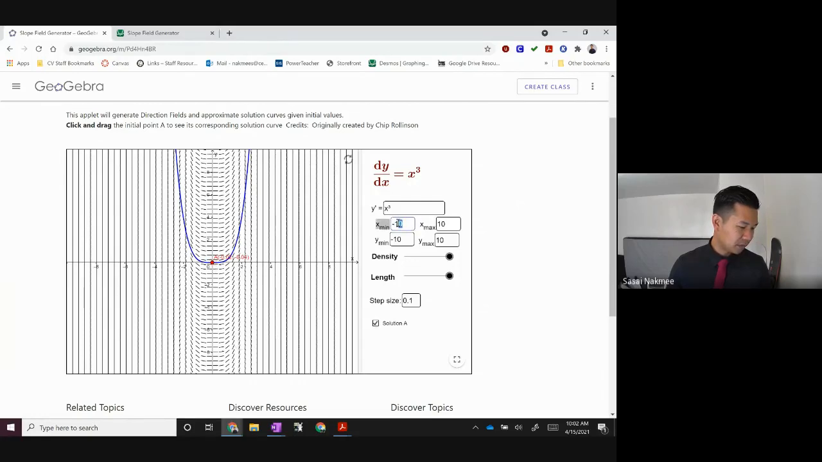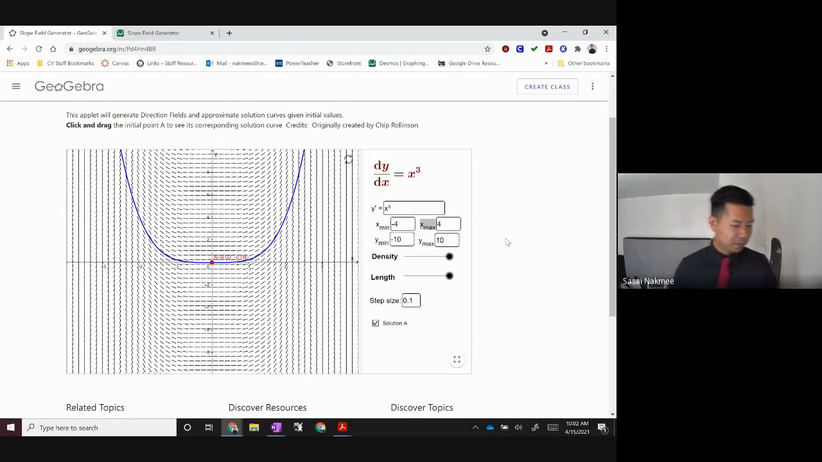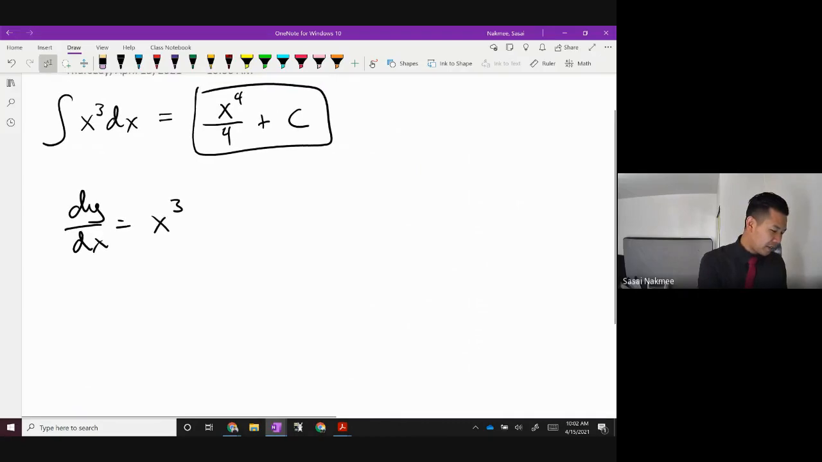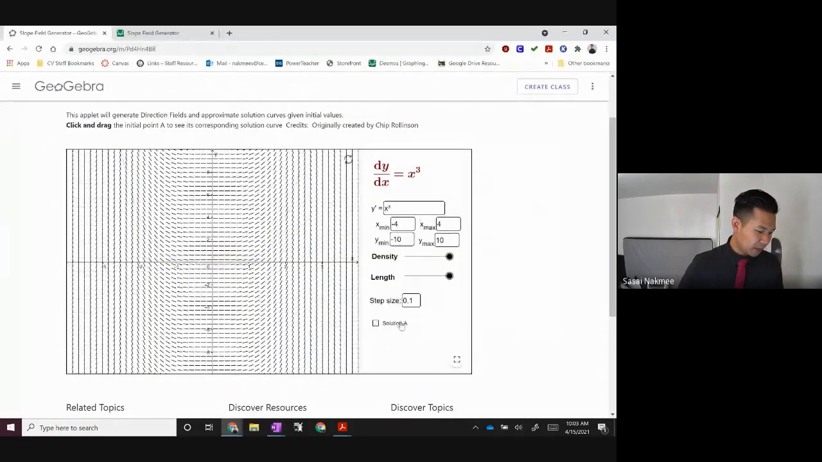Let's go a little bit closer. Let's go to like -4 to 4. Can you guys see that? X to the 4th is a gigantic U. It's like a parabola but with a flatter bottom. I'm hoping that makes sense. If I graph this differential equation's slope field, it looks something like that, and that makes sense because the original function is x to the 4th. If y prime is x cubed, then the antiderivative of that is x to the 4th, and it's that wide-looking graph.